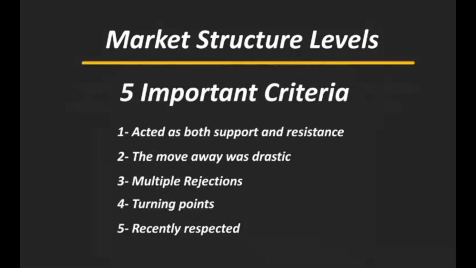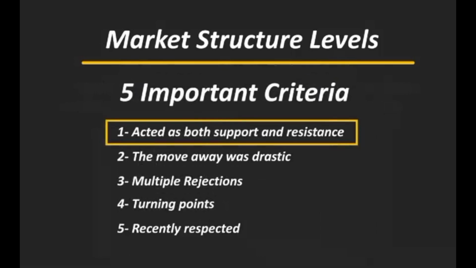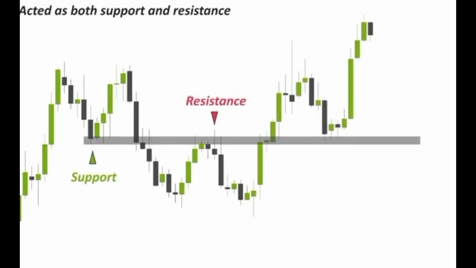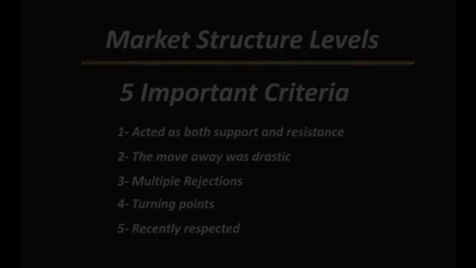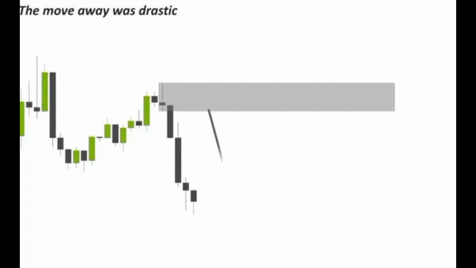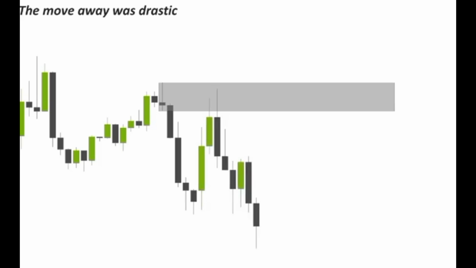Number 1. Acted as both support and resistance. When a market structure level has previously acted as both support and resistance, it becomes more important and increases the chance that the price will reject it again. Number 2. The move away was drastic. If the price moved away from an area very strongly before, it means the level is important, and the price may react strongly there again.